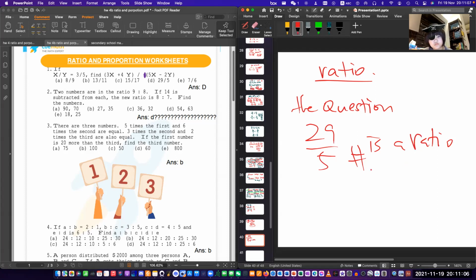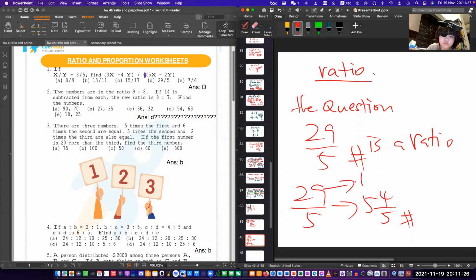Okay. 29 over 5 is a ratio. Therefore, 29 over 5 is the answer for this question. When do you get 29 over 5 into 5 and 4 over 5? It is when this question is not about ratio. If this is not a ratio question, then you are supposed to express your answer in the simplest form. Are you clear?